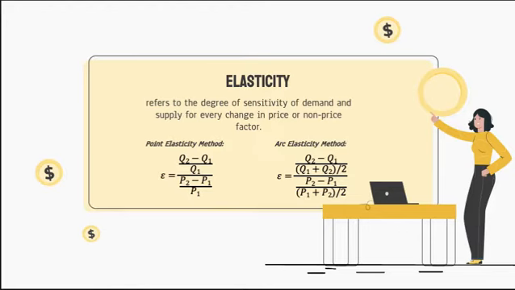It is usually computed using the point elasticity method and arc elasticity method, where the epsilon sign stands for elasticity, P stands for price, and Q is quantity demanded or quantity supplied. Note that in the succeeding concepts of this unit, we are going to use the arc elasticity method.